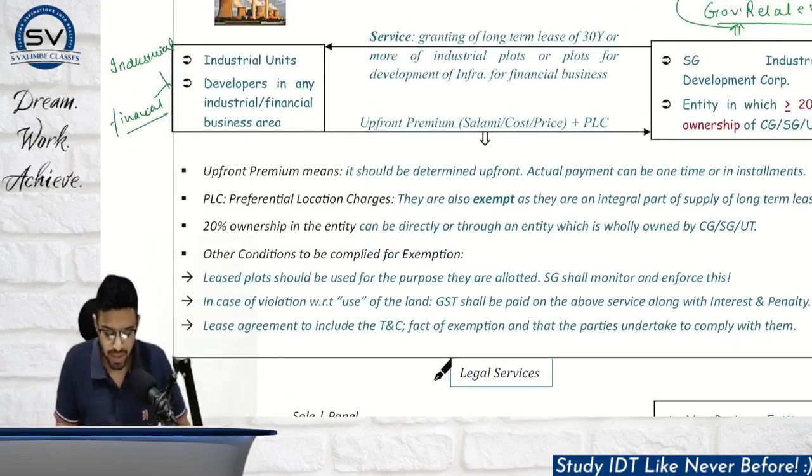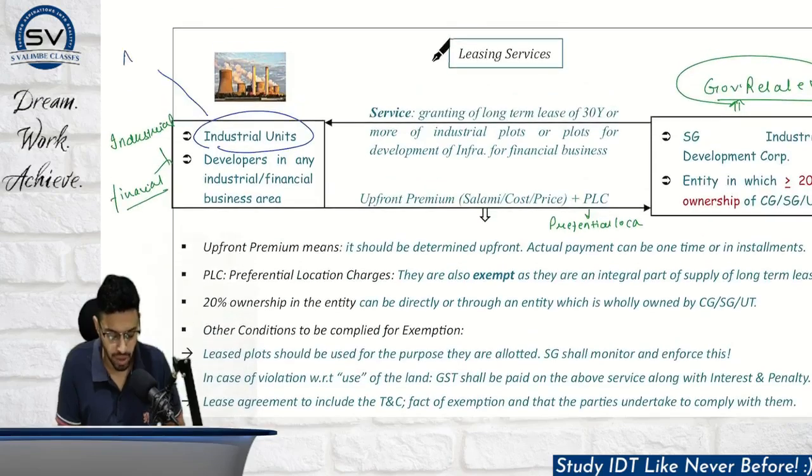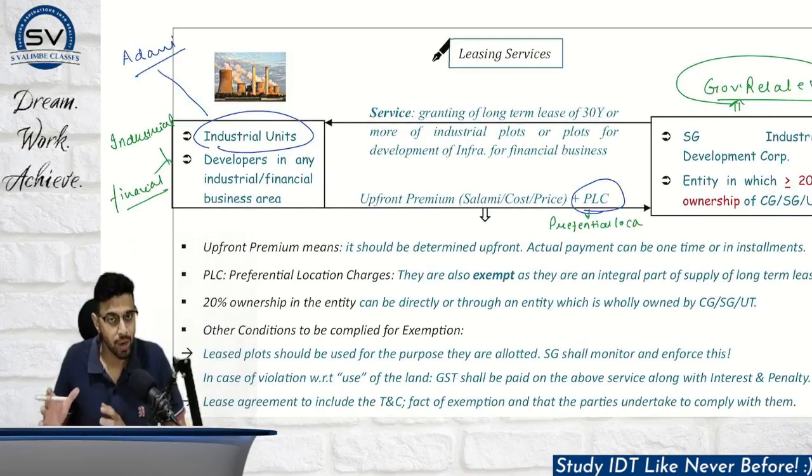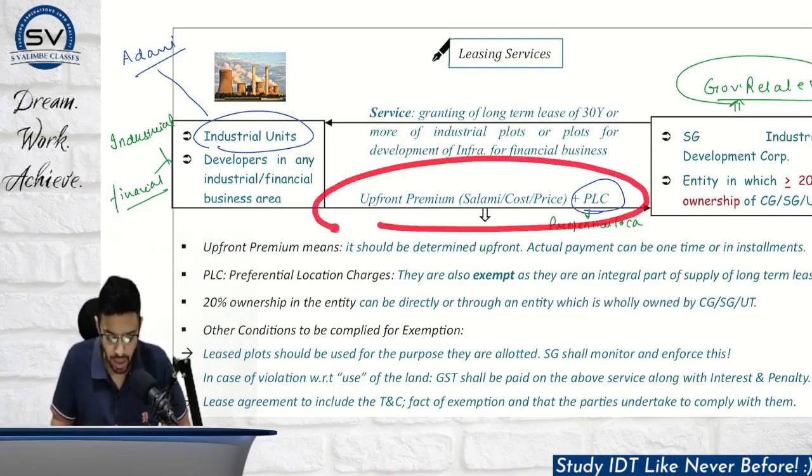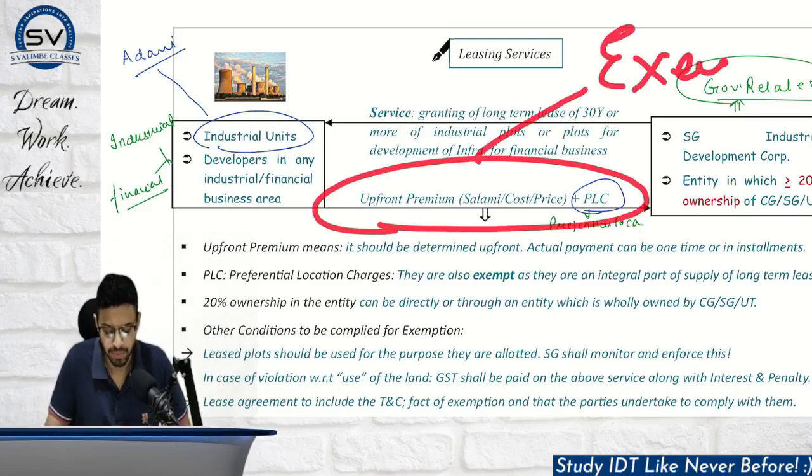Now when this particular service is being granted, obviously they are going to pay something in return, right? That is known as upfront premium. It is called salami, it is called cost, it is called price, plus it may involve PLC, that is preferential location charges. For example, this industrial plot unit is being owned by Mr. Adani. Now Adani says that we need this particular lease, we need this particular land in Gujarat. For that I am ready to pay preferential location charge additionally rupees 10 lakhs. So this entire amount is exempt from GST.